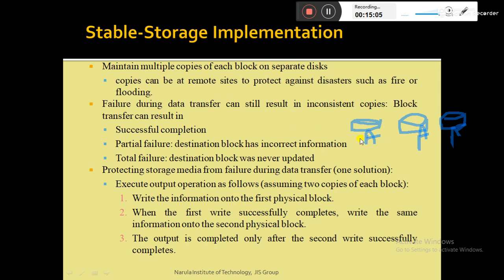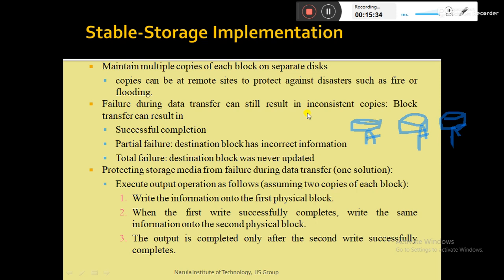Why are they not written in the same site? Rather they are distributed in geographical locations and written at remote sites, to protect them against disasters like fire or flooding. But failure can still happen during data transfer, and that can still result in inconsistent copies.